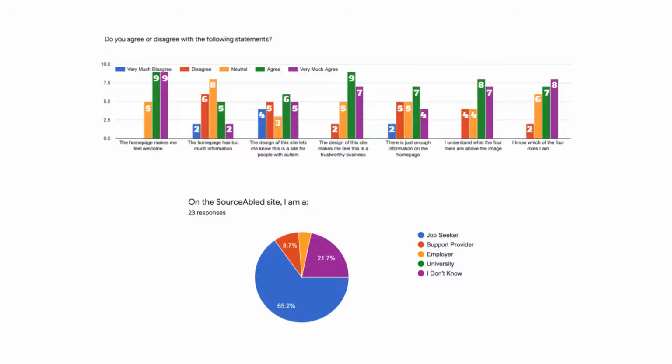We also asked the flipped question, right? So earlier we asked if the homepage has too much information. Sometimes when we're user testing, we ask the opposite of that question to see if there's a correlation. There's just enough information. And we see that those also correlate as well. We understand what the 4 roles of the page are. And overwhelmingly, people agreed that they did know which of the 4 roles they were on the site. So then we wanted to confirm that in another question. And as you can see, 65.2% of the participants, the users, were able to actually say, yes, I am a job seeker, which was the role that they were playing in this test.